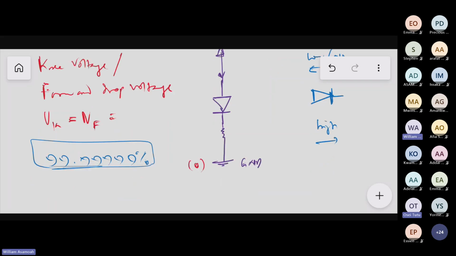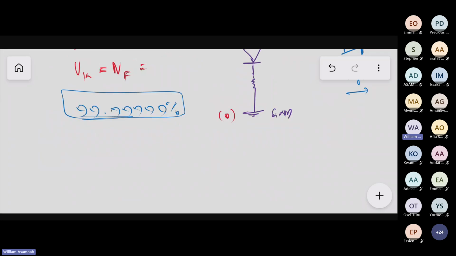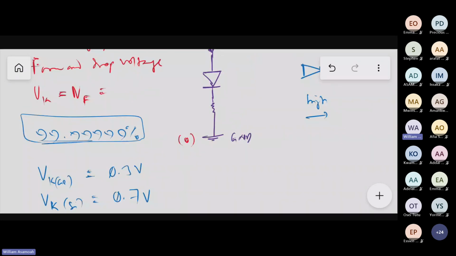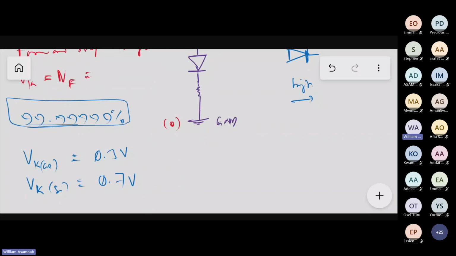Now, the knee voltage depends on the material that you use to make your diode. If you're using a germanium diode or germanium material, then the knee voltage is 0.3 volts. If you're using a silicon material, then the knee voltage is 0.7 volts. But for germanium, if temperature increases by 10 degrees Celsius, then its knee voltage will drop by 0.1 volts.